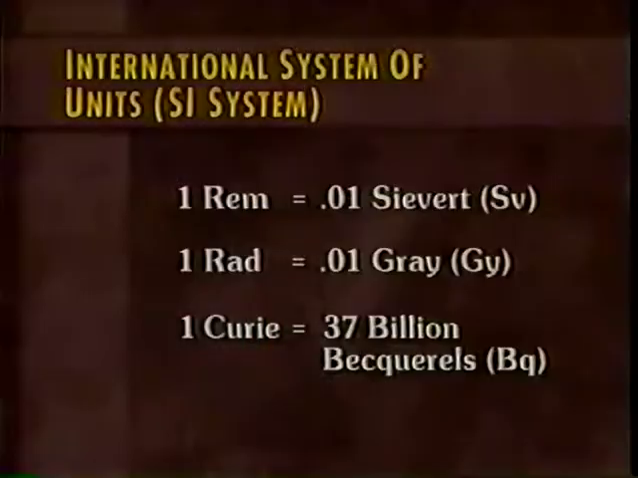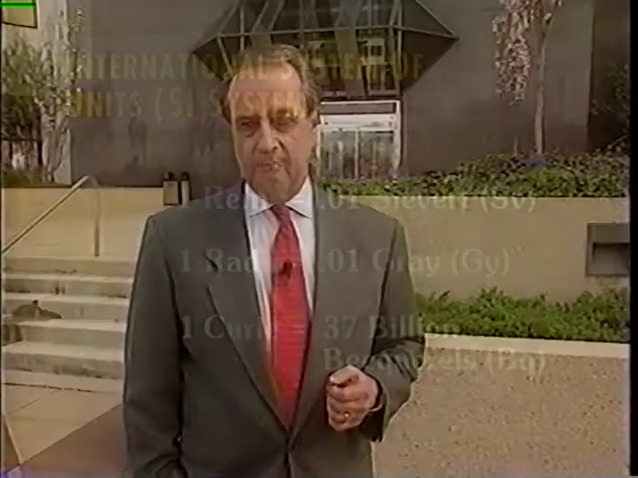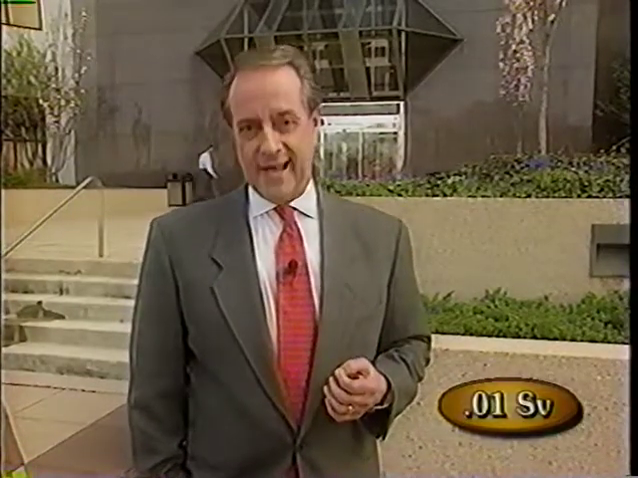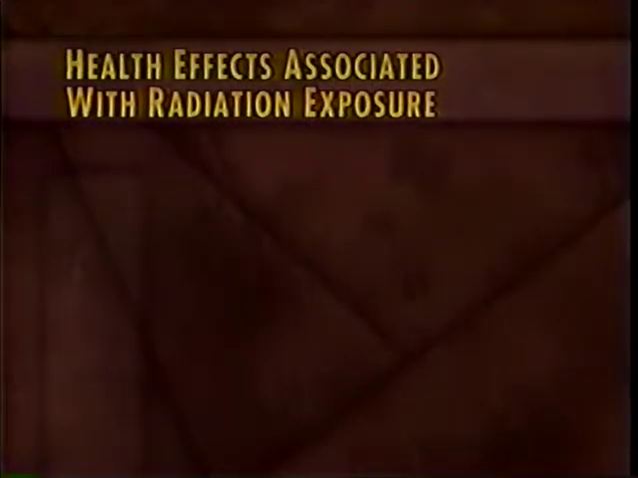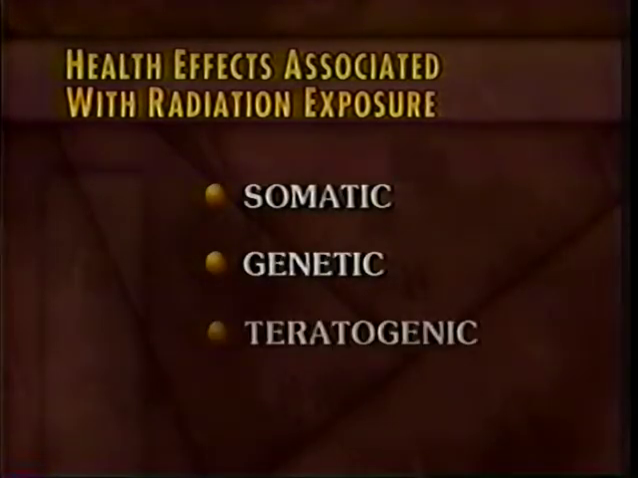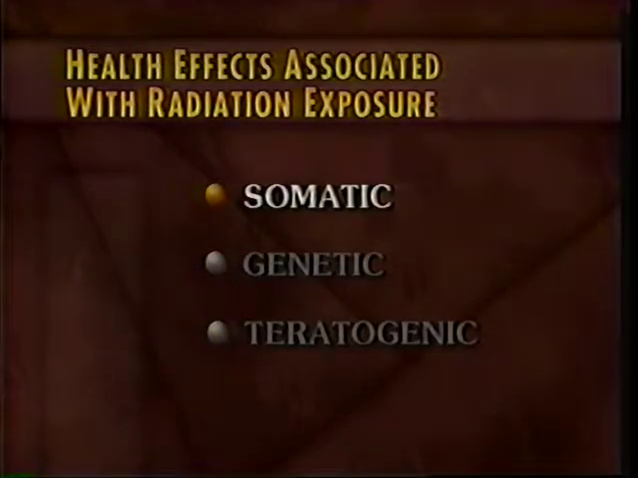So, during this program, we're going to use the traditional units, but display the SI equivalents like you see here. So, for example, if I should say 1 Rem, the display will indicate the SI equivalent for the Rem. All right, let's examine some terms you should be familiar with. We categorize various types of possible health effects as somatic, genetic, and teratogenic. Somatic effects are those that occur in the exposed individual.